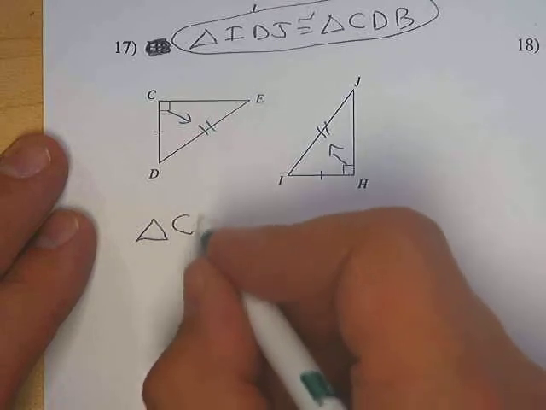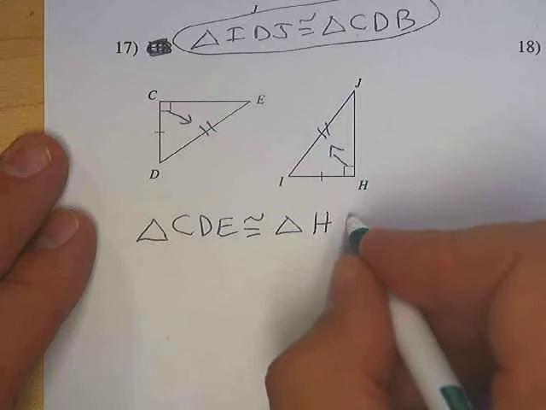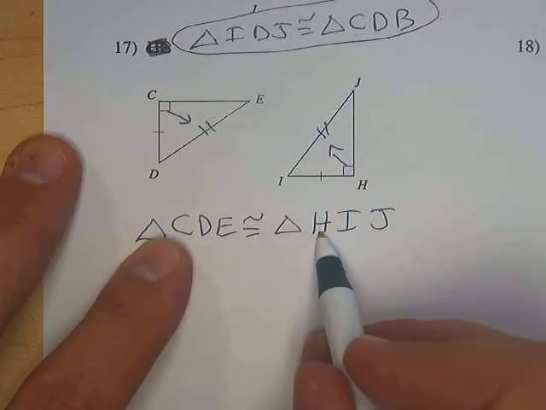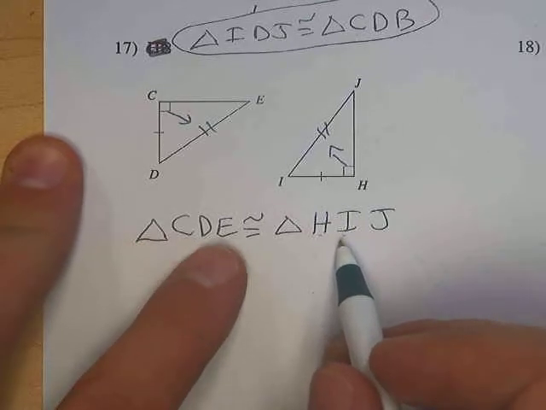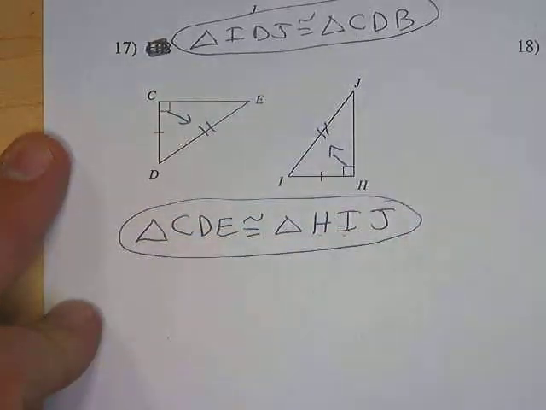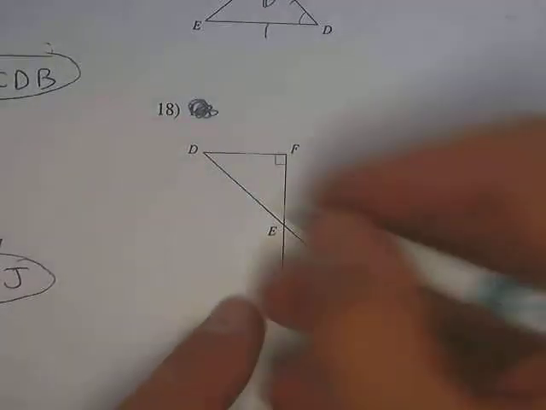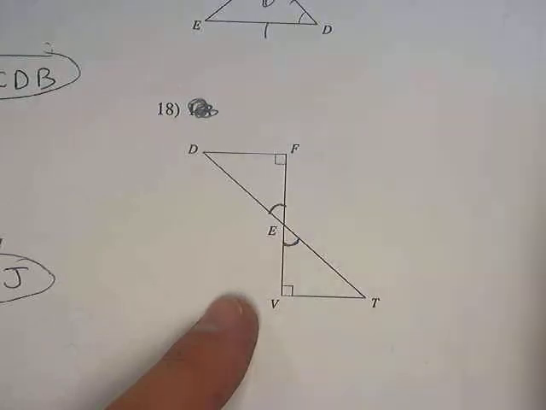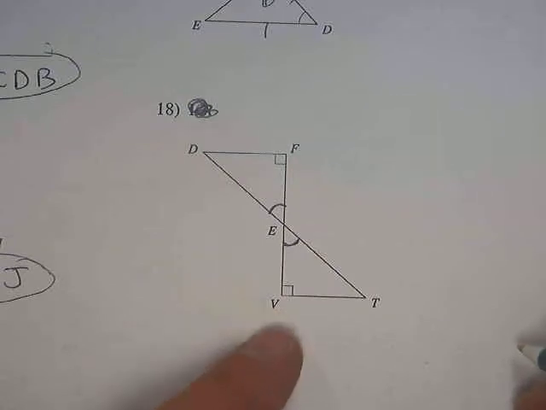Okay. Next, I have 2 right triangles again, and hypotenuses must be congruent to be HL, hypotenuse and the leg. So I could write a triangle congruent statement. CDE is congruent to triangle HIJ. Let's check that over. C and H are both right angles. CD has 1 mark, HI has 1 mark. DE has 2 marks, IJ has 2 marks. That works.